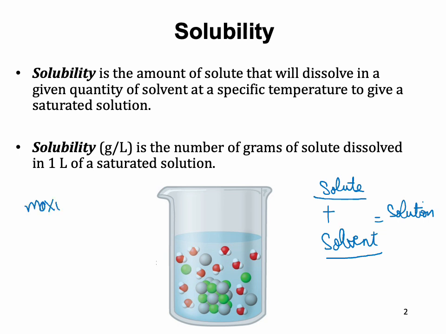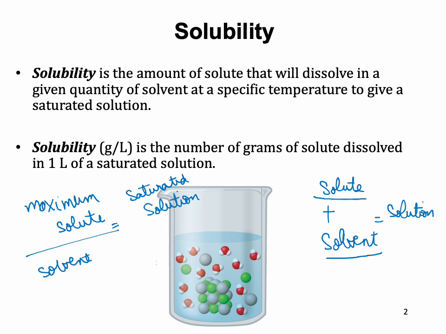So maximum amount of solute that can be dissolved in a certain amount of solvent to prepare a saturated solution. A saturated solution is the one where we have the maximum amount of solute. So if we add any more than that solute, no more solute is going to dissolve in that solvent. Usually the commonly used unit of solubility is grams per liter, which simply means number of grams of solute dissolved in 1 liter of a solution to prepare a saturated solution.